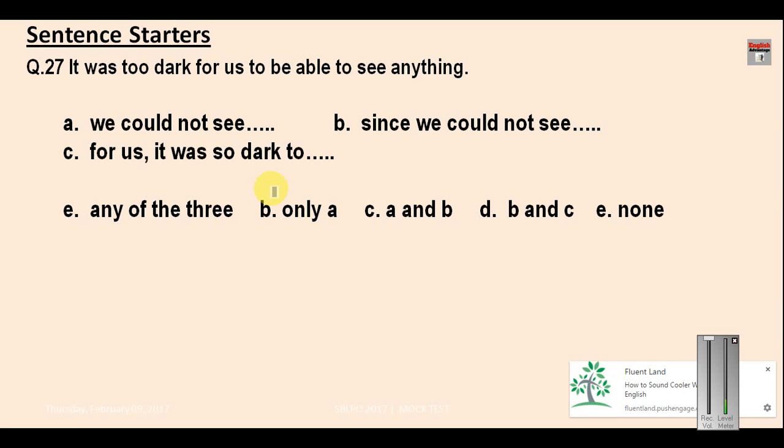Question number 27. It was too dark for us to be able to see anything. We could not see anything because it was very dark. So this can be the starter. And "for us it was so dark": now "so" is followed by "that", but it is followed by "to", so this cannot be the starter. And since we could not see, it also doesn't make any sense. So here your answer will be B, that is only A.